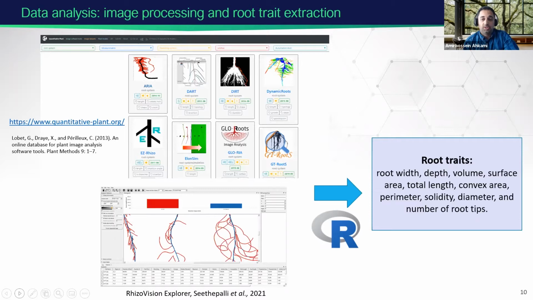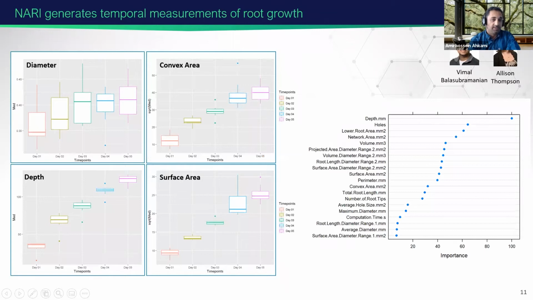And with that, we were able to extract more than 20 root parameters, including root width, depth, length, solidity, perimeter, number of root tips, and many more. Next slide. Yes, and then here is where the fun part starts.